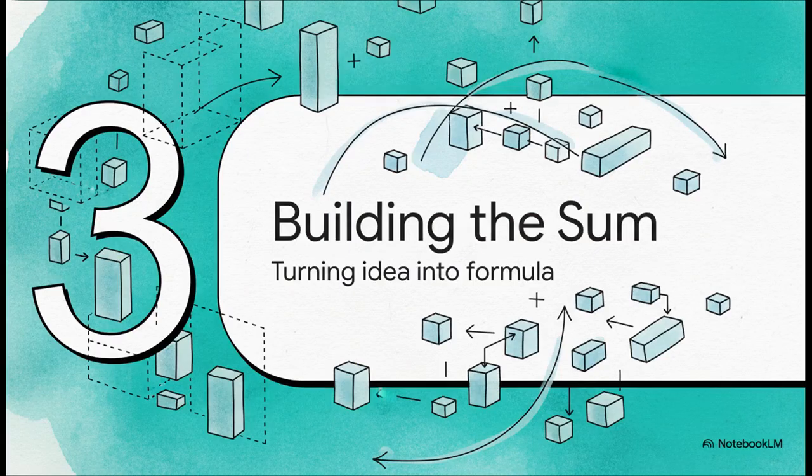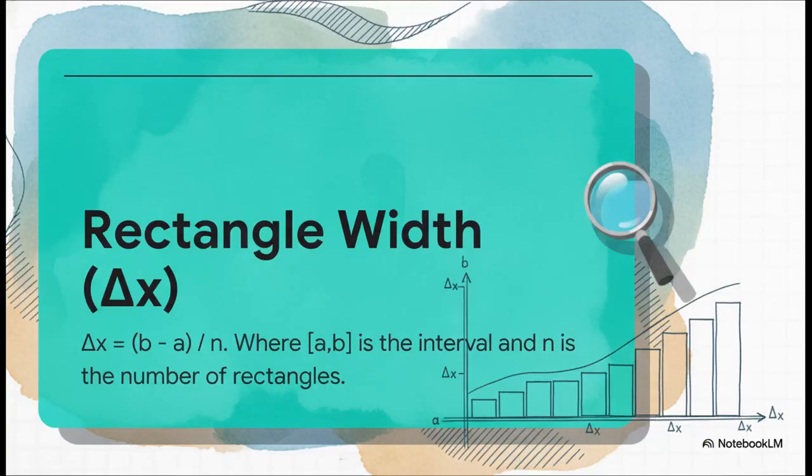Okay, so we've got this great idea, but how do we turn it into something we can actually do some math with? We need to get specific about how we create and add up these rectangles. This is where we actually build the Riemann sum. First up, how wide is each rectangle? We call the width delta x. To find it, you just take the total length of your interval, that's from A to B, and you divide it by n, which is just how many rectangles you want to use. So the more rectangles you use, the skinnier each one gets.